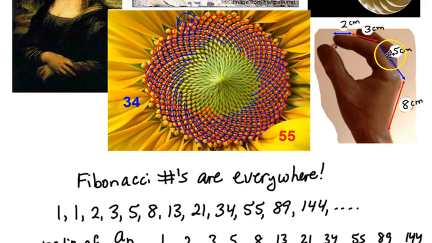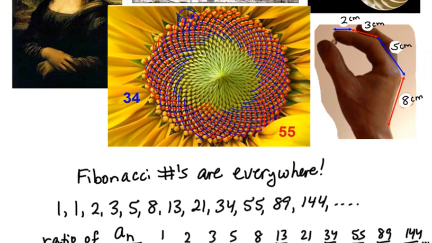The bones in your hand, the length of the bones in your hand, your arm, your height, all kinds of things form Fibonacci ratios with Fibonacci numbers. So, for example, the ratio of the bones in your hand, 2 to 3 to 5 to 8. My hand is almost exactly 2 centimeters, 3 centimeters, 5 centimeters, and 8 centimeters. A bigger hand might have bigger numbers, but the ratio would be the same.